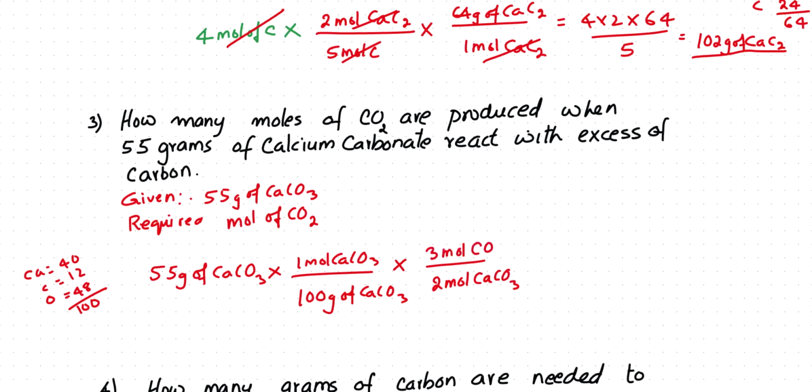So they're asking moles of CO2. So we have moles of CO2 here. So now we'll cancel the units. Grams of calcium carbonate cancels. Moles of calcium carbonate cancels. Now we find the answer: 55 times 3 over 100 times 2. It comes to 0.83 moles of CO2.